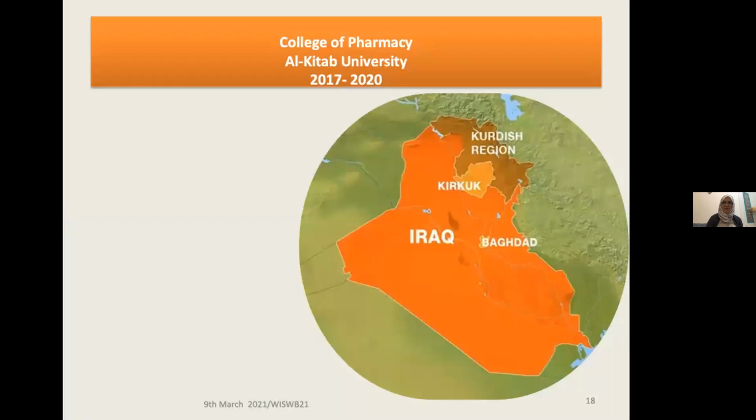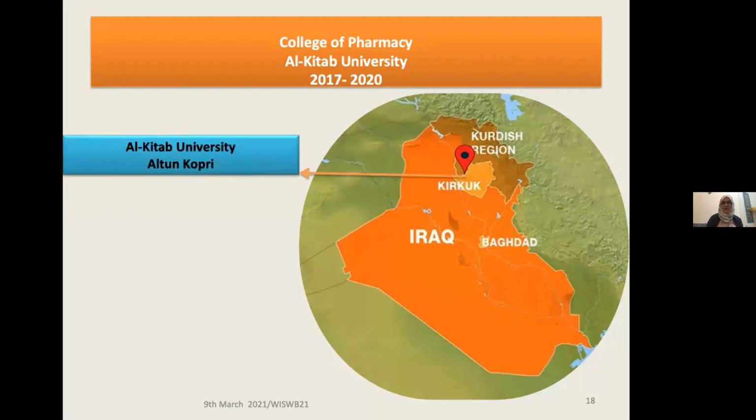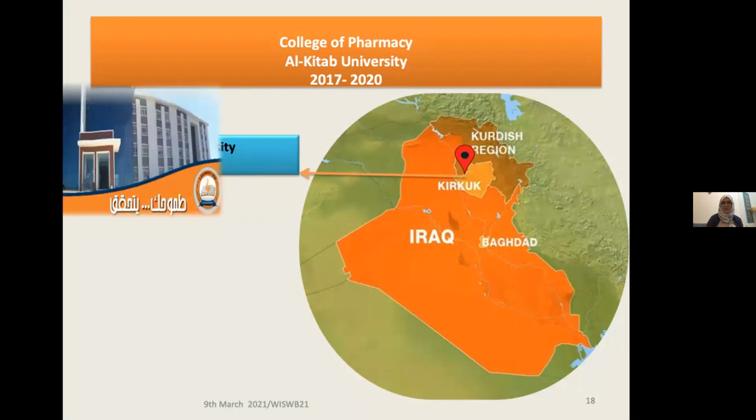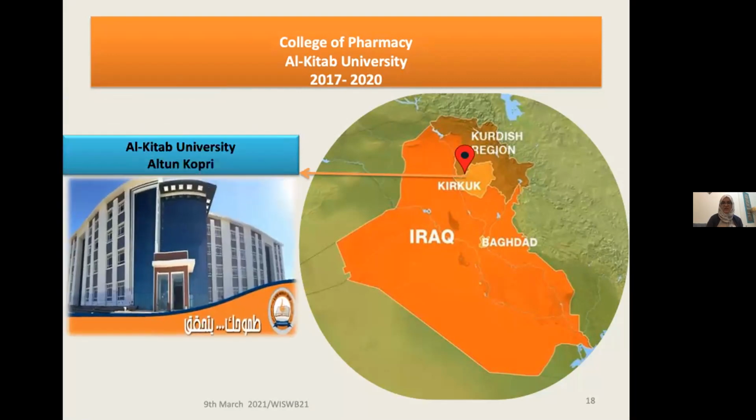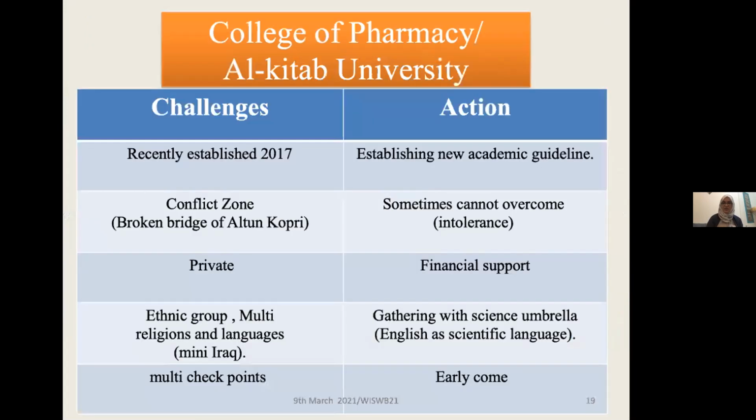2016-2017. Now coming to the challenges faced as dean of the College of Pharmacy, Al Kitab University. This is the region, the conflict region, for Al Kitab University for the period 2017 to 2020. Al Kitab University is located at Altun Kupri, related to Kirkuk province.